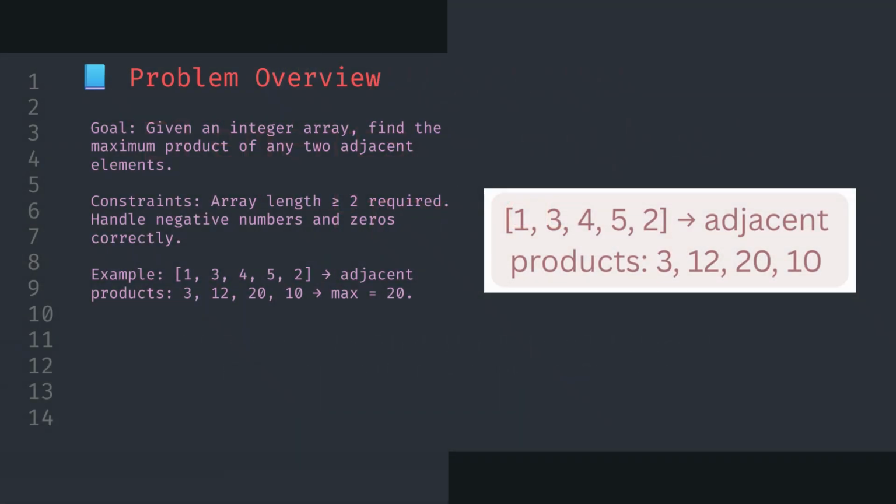The problem is simple to state, but you must be careful with edge cases. Arrays of length less than 2 should be handled explicitly. Negative numbers can produce the maximum product or not. And integer multiplication can overflow for large values. So, you compute the products in long. We'll walk the array once, keeping the current maximum.